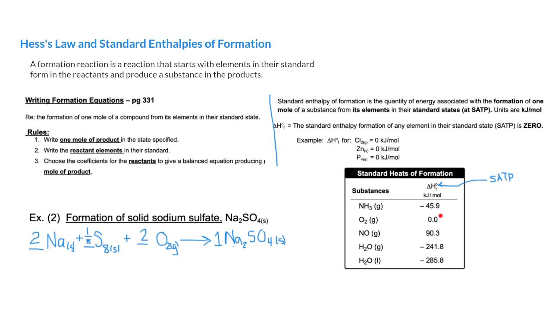So on these tables, depending on which table it is, you'll see that some compounds, or some elements actually, have 0, and that's just because it's in its standard form. And if you don't see it on there, you'll have to remember that if it's the standard form, O2, it would be 0.